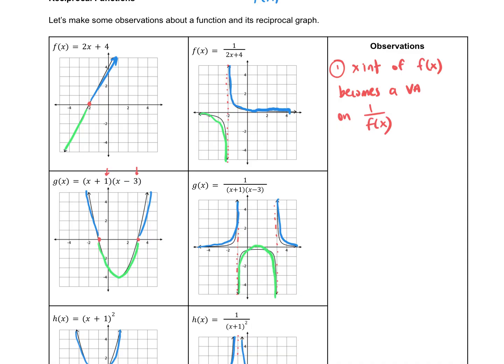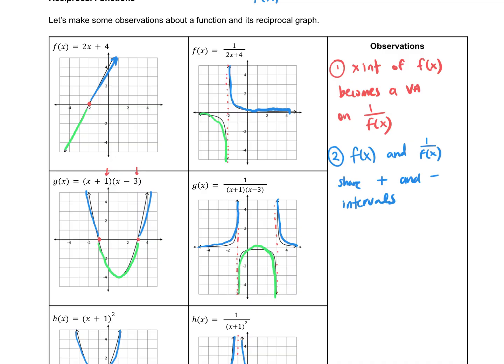So wherever your original function is, above or below the x-axis, it'll be the same on the reciprocal, which makes sense because if I take a positive number like 5, and I take its reciprocal, it's still a positive number. So observation 2, f at x and 1 over f at x share positive and negative intervals. All right. Next thing, I want to talk about increasing and decreasing intervals.